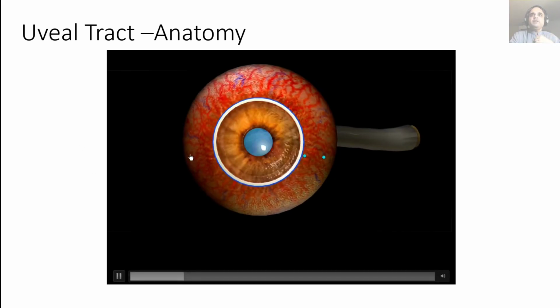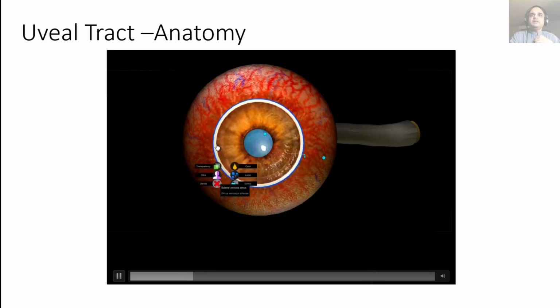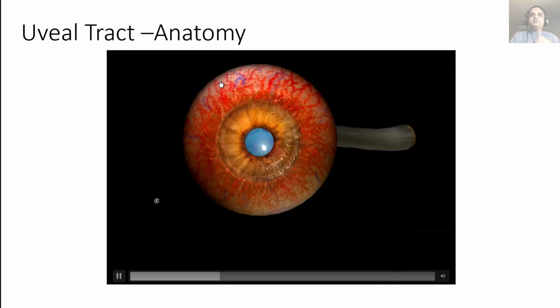So now we have removed the cornea and the aqueous humor, and we are looking at the iris. We will remove the trabecular tissue, which is the white line, and the canal of Schlemm, which is the blue line. And now we have the iris in between the ciliary body, and behind is the choroid.